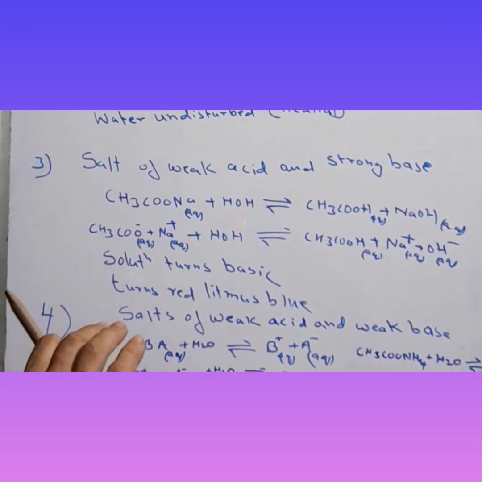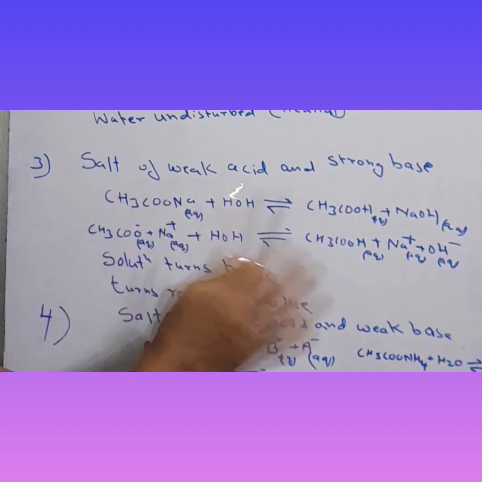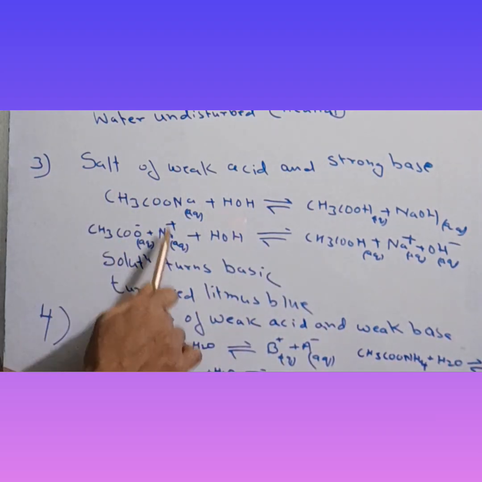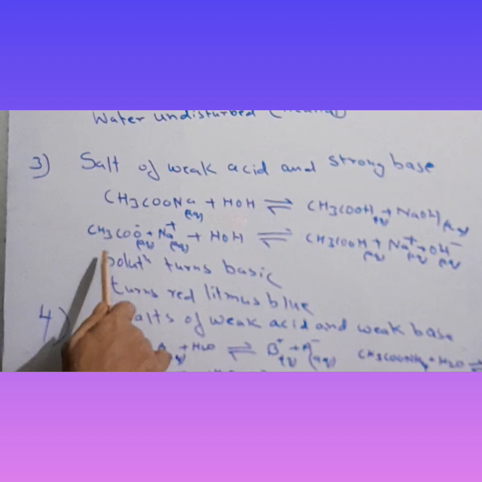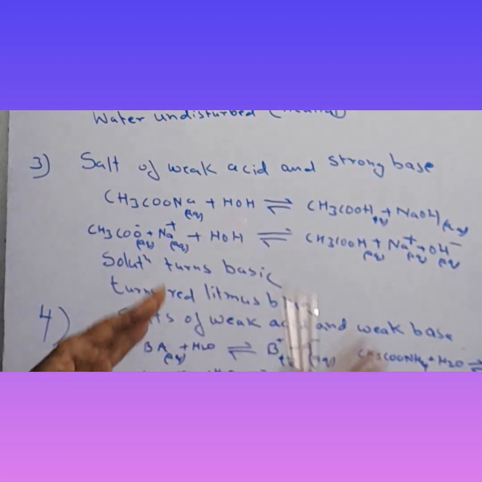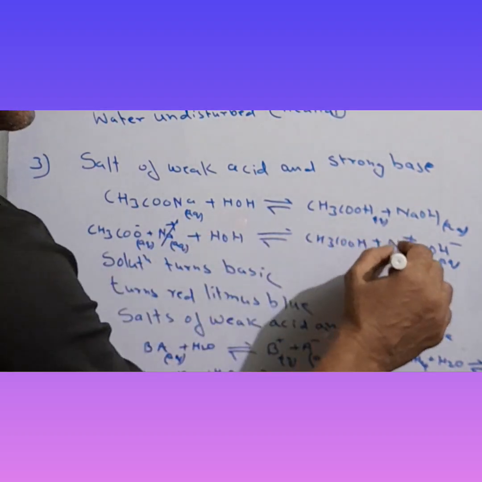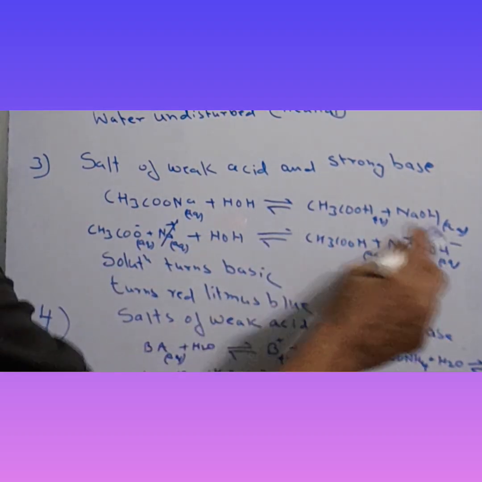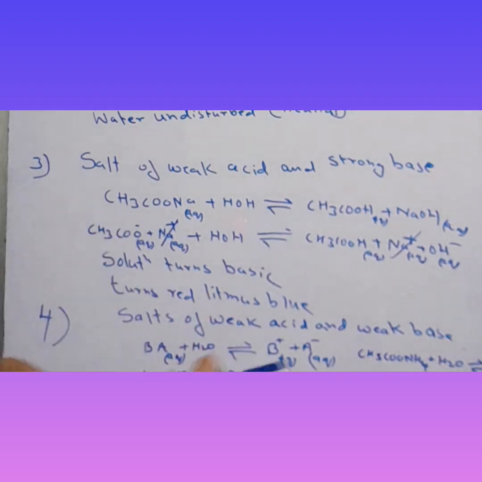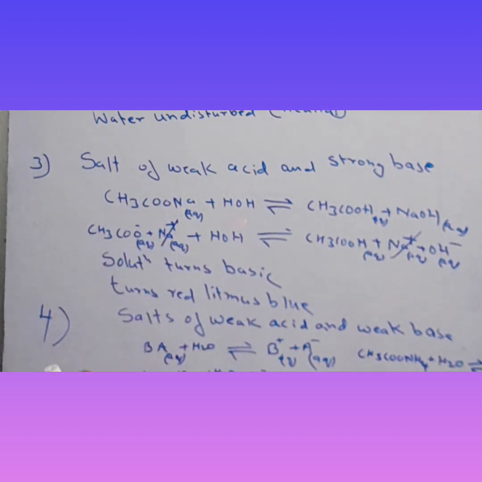Now what happens? Salts dissociate no matter whether they are weak or strong. So here it dissociates into acetate and Na plus. Acetic acid, a weak acid, doesn't dissociate. Sodium hydroxide is a strong base, so it dissociates. Now let's see what we can cancel over here. We can cancel this, and what remains is OH minus. Acetate is very weak, OH minus is strong, so the solution turns basic and turns red litmus blue.